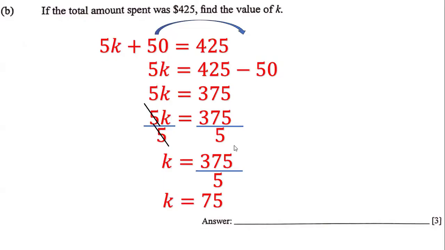How many persons got 75? Very good. So that means that k, the cost of the clips, is $75. All right. And this is how you go about solving the linear equation.